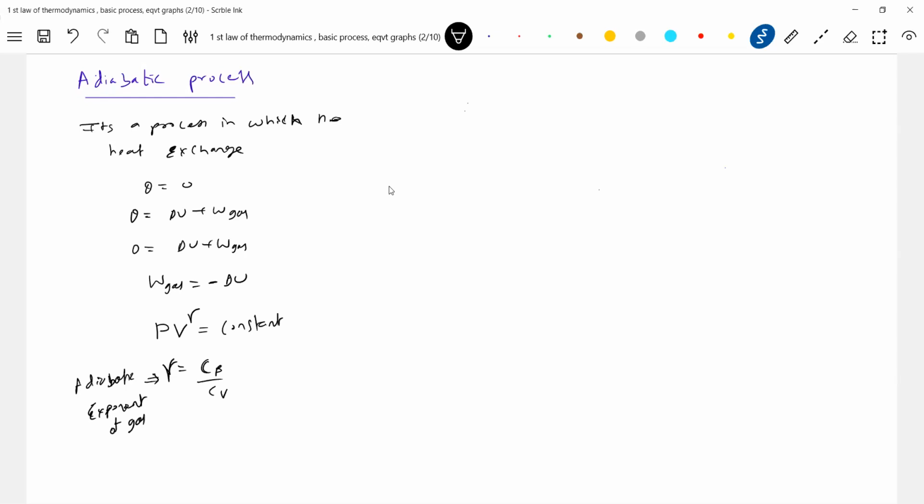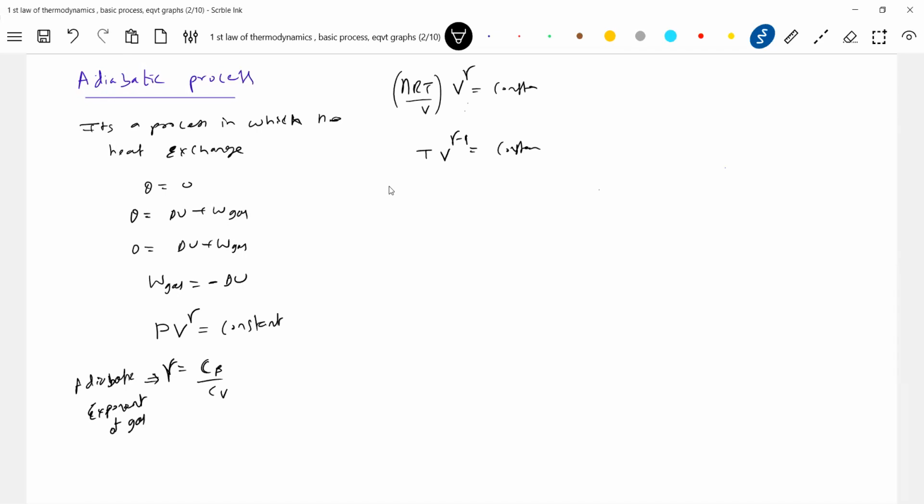Okay, let's replace pressure here. Can I write nRT by V? So (nRT/V) V to the power gamma is equal to constant. So this will become T V to the power gamma minus 1 is equal to constant. So temperature and volume are related by this equation.